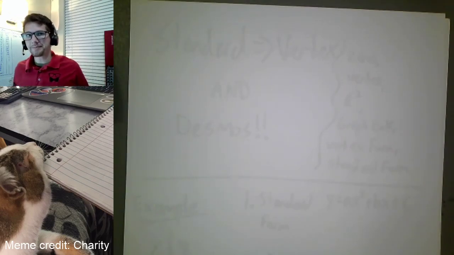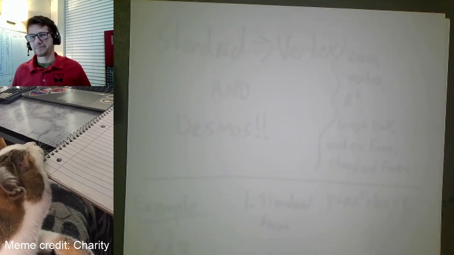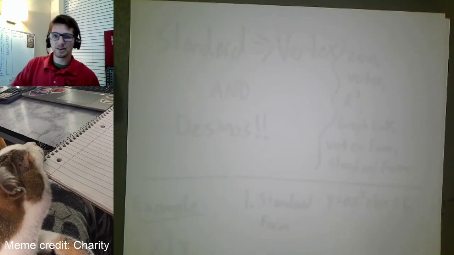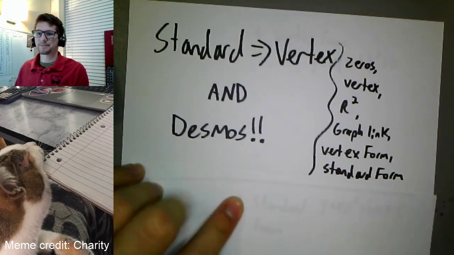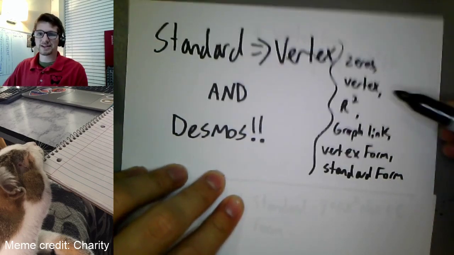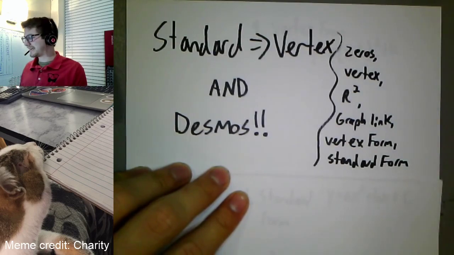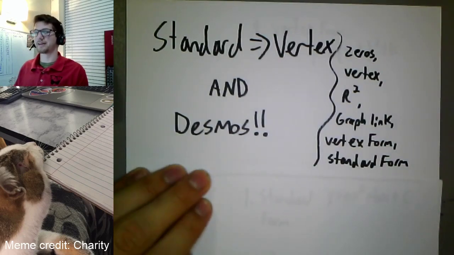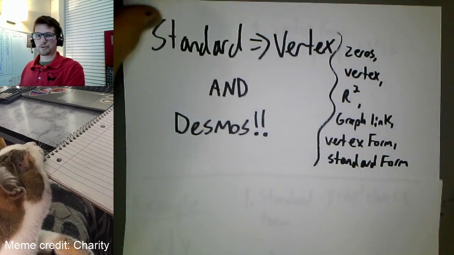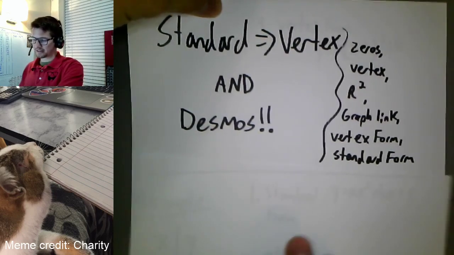So today will be review day, and I'm actually going to condense it all into one problem. Only one problem can answer all these questions, and I'll show you what I mean. So, these are the things we're going to need to be able to get. The zeros, the vertex, R squared, the graph, the link to your graph from Desmos, vertex form, and standard form. And remember, this notes today we'll be looking at for your note grade at the end of the week. So, with that being said, let me show you how this is going to look.